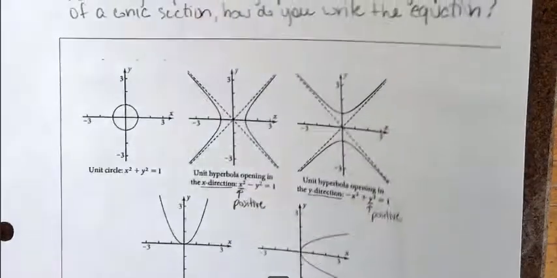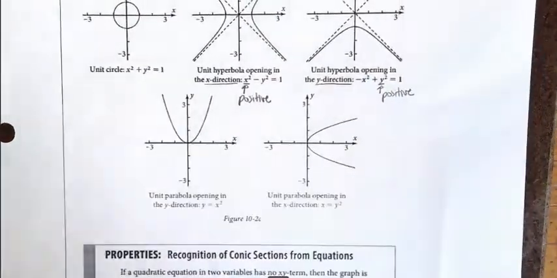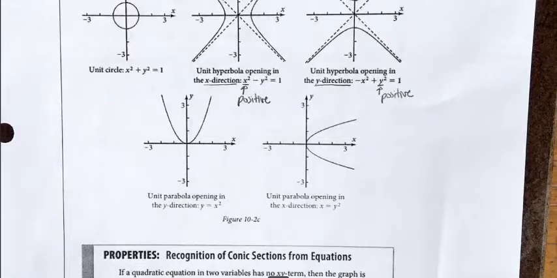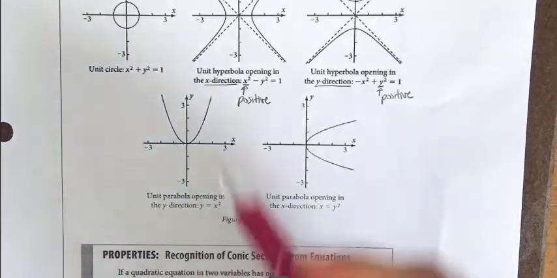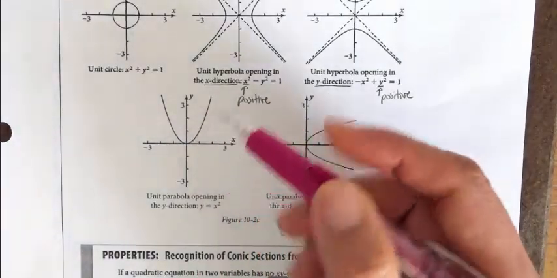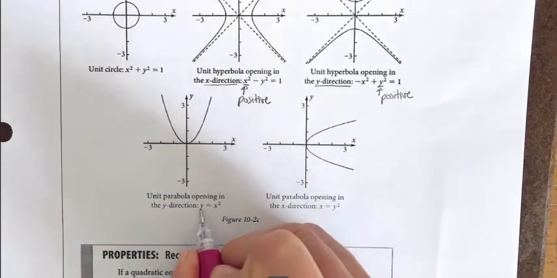Okay, the next thing we have is the unit parabola. All this saying that it's a unit means it hasn't been dilated at all. Unit parabola opening in the y direction. Now you're very used to seeing this, right? The y equals x squared. So this is when it opens up or down, and this is when it's solved for y.